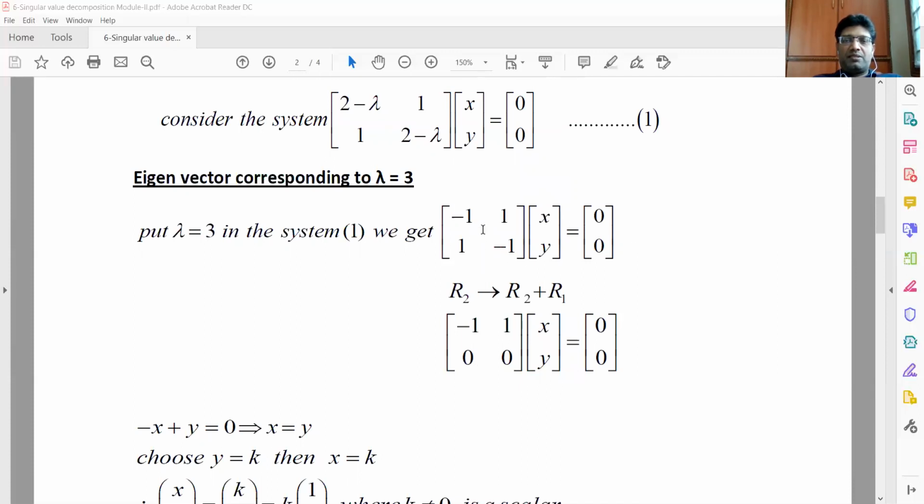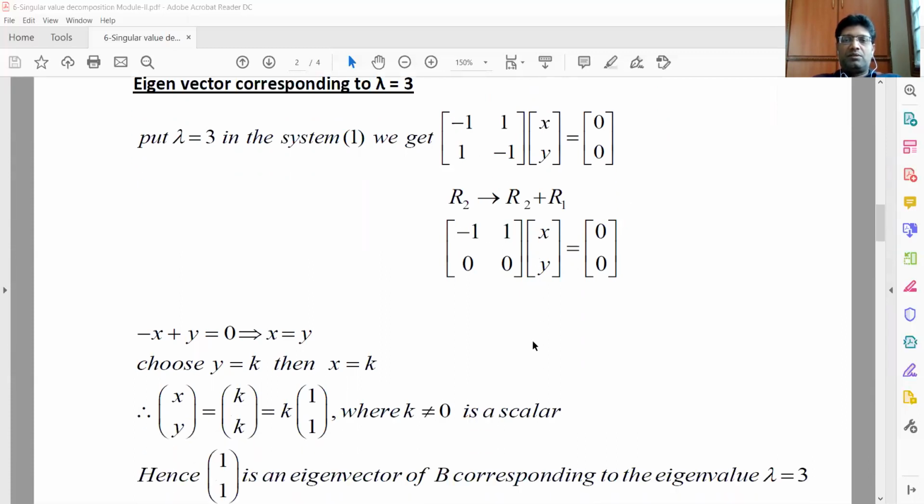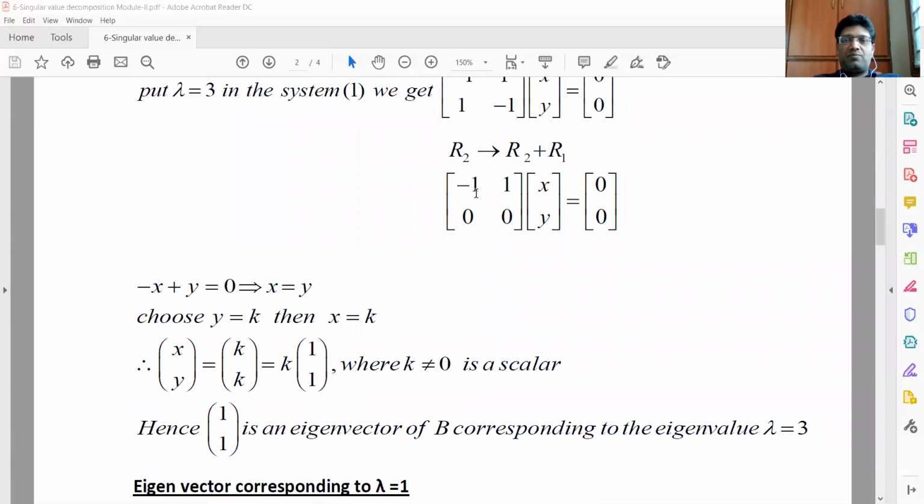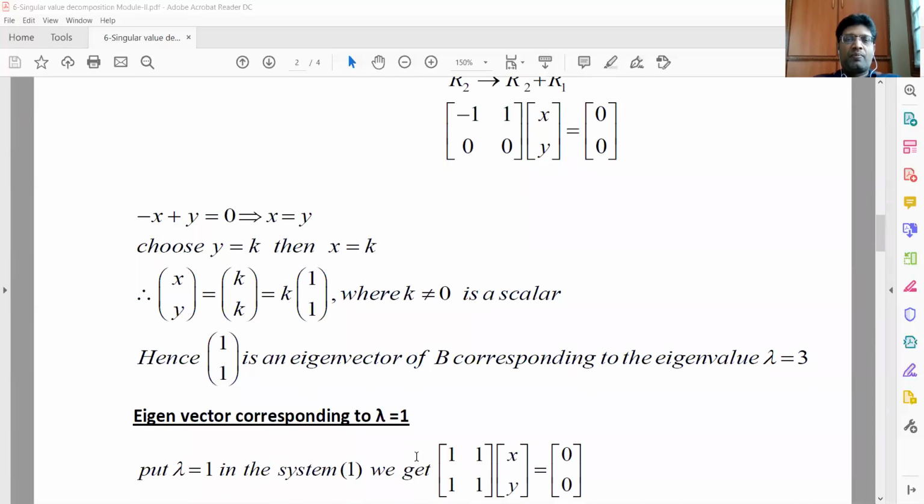So I have to make this upper triangular, meaning I have to make this entry 0. So what I am doing is R2 plus R1. So 1 minus 1 is 0, minus 1 plus 1 is 0. So by back substitution, minus x plus y equals 0. This implies x equals y. So I am choosing y is k, therefore x is k. Therefore, (x, y) equals (k, k), which is k times (1, 1). So I am choosing k as 1. Therefore, the first eigenvector is (1, 1).